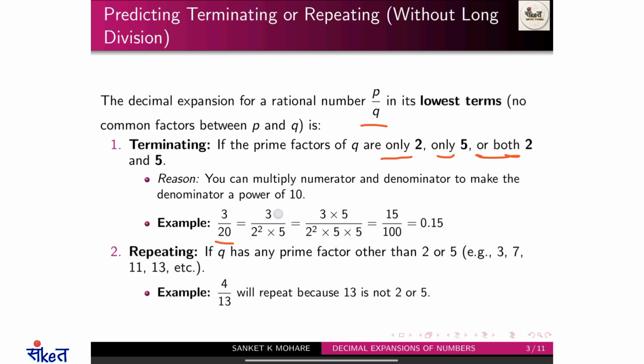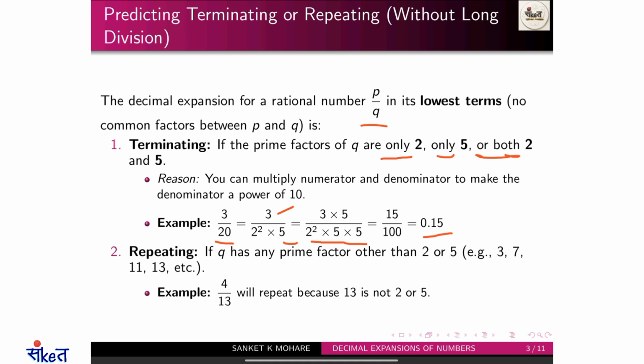So multiplying numerator and denominator by 5, we get 3 into 5 divided by 2 square multiplied by 5 multiplied by 5. So 3 into 5 is 15, and the denominator becomes 100, which is 10 square, a power of 10. 15 upon 100 is equal to 0.15. So this decimal expansion of 3 by 20 is terminating. No digit is repeating, no block is repeating, and in this case the remainder becomes 0.